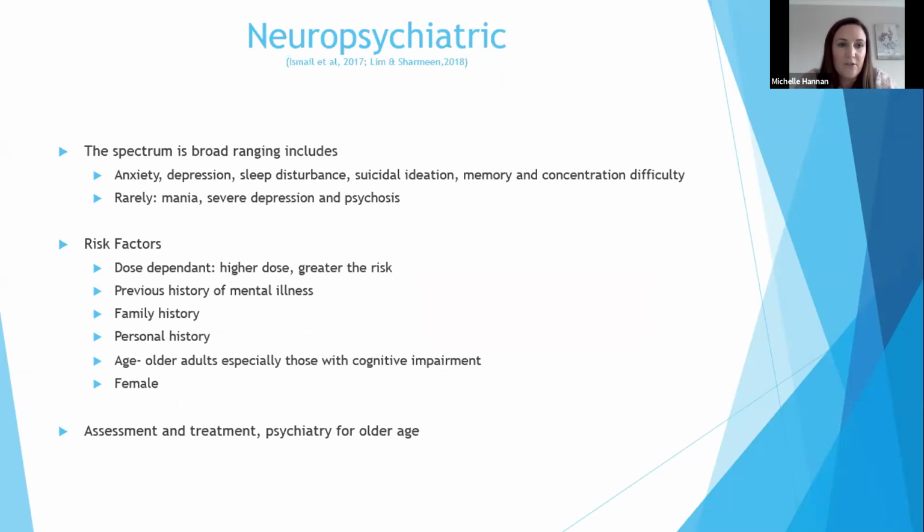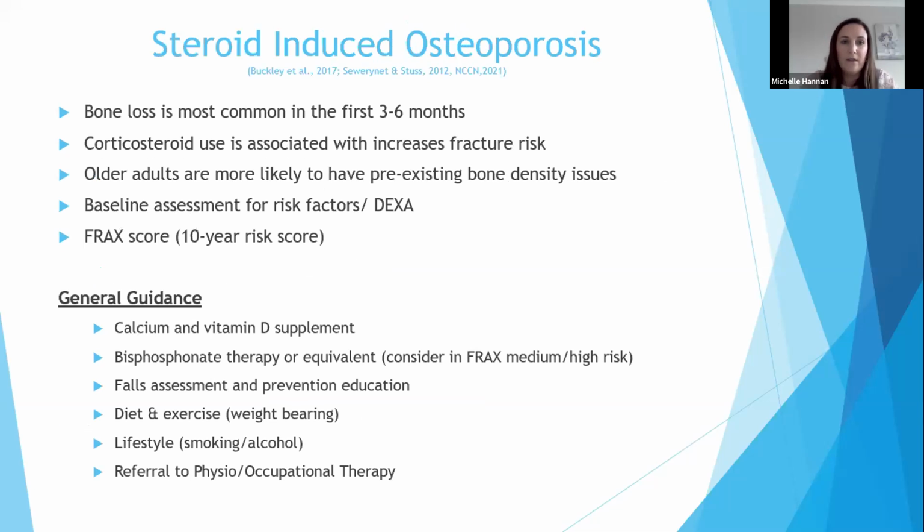In terms of neuropsychiatric issues, these can be a broad-ranging spectrum. They include anxiety, depression, sleep disturbance, suicidal ideation, memory and concentration difficulty, and rarely mania, severe depression, psychosis. The risk factors are dose-dependent. The higher the dose, the greater the risk. Also previous history of mental illness, family or personal history, older age, just I suppose because there's more potential to have a cognitive impairment, and female gender. So these again require assessment and treatment, and some of them can be reversible once we taper down and reduce steroids, and we may need input from psychiatry for older age.